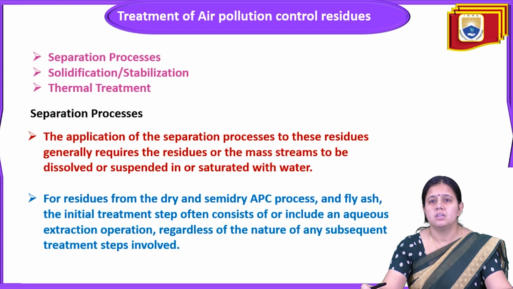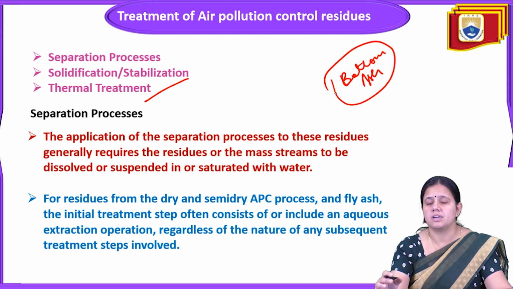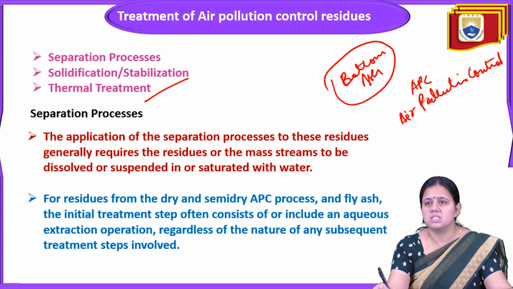Now next is the treatment of air pollution control residue. We have studied the treatment of bottom ash. Now, this incinerator will have some air pollution control devices. APC means air pollution control devices. So these devices will involve some separation process, then a solidification process, then thermal treatment.